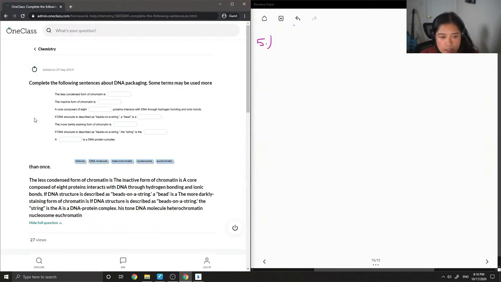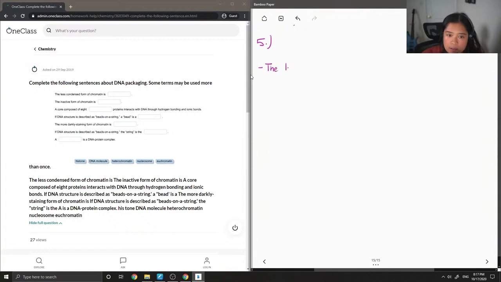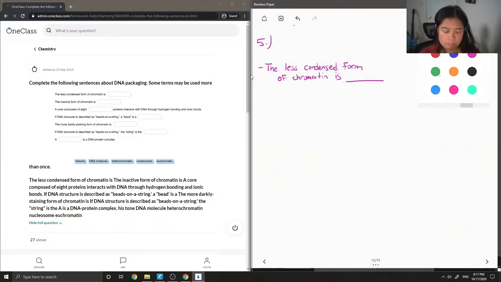Okay, so let's look at all our options: histone, DNA molecule, heterochromatin, nucleosome, and euchromatin. Okay, so I'm just gonna fill in the blanks here. So the less condensed form of chromatin is blank. Okay, so this is euchromatin.